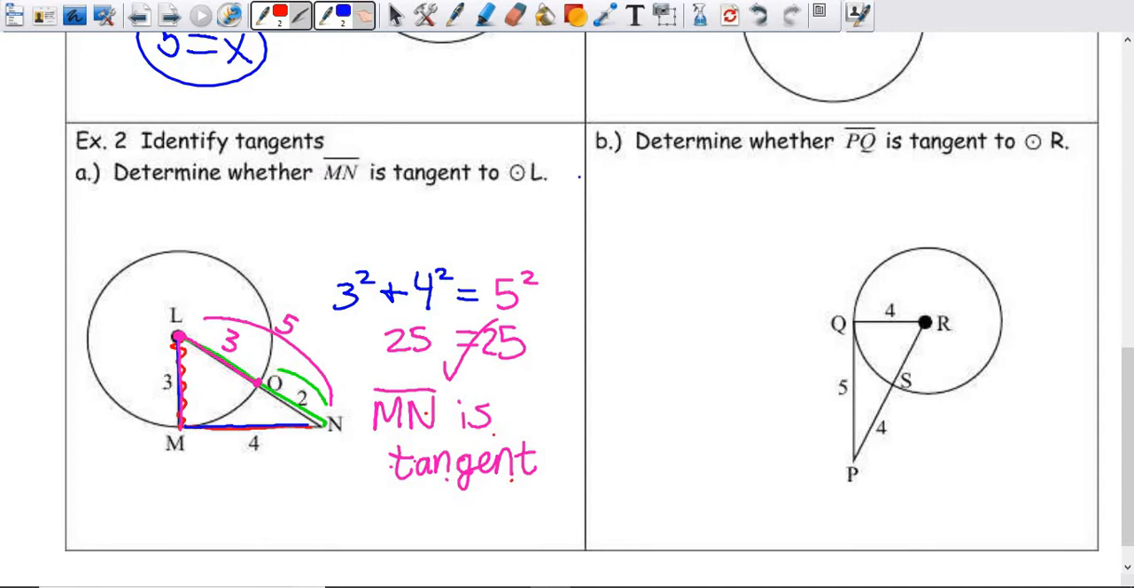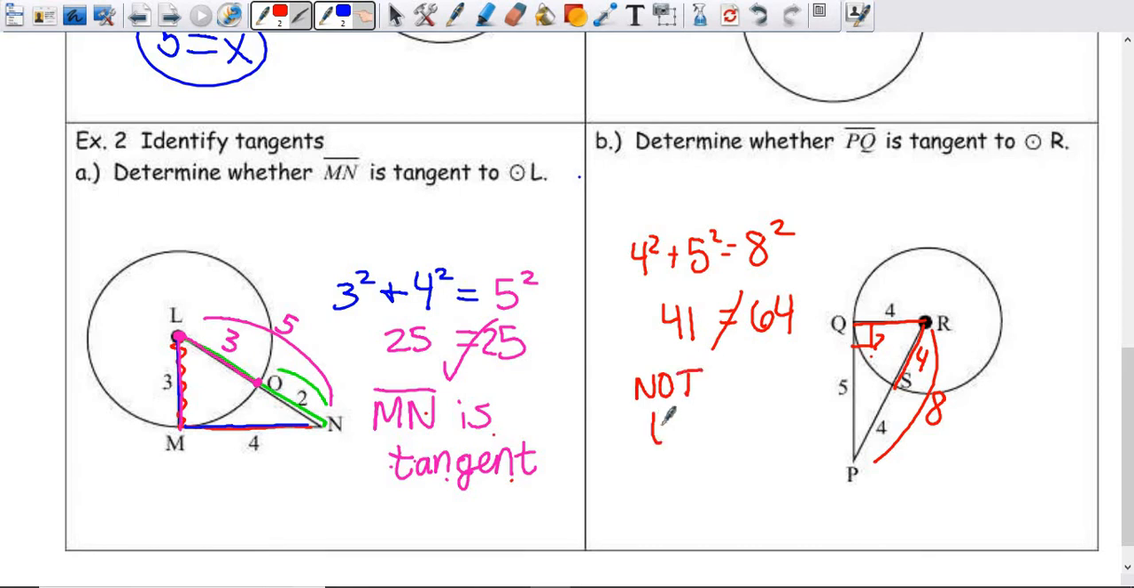There we go. All right, so determine whether PQ is tangent to R, so same kind of problem again. This is a radius, so I know this is 4, so this whole thing is 8. I'm checking to see if my right angle is right here, okay? That's what I'm not sure about. So my legs are 4 and 5, and my hypotenuse is 8. So 4 squared plus 5 squared is 41, but 8 squared is 64, so that is not equal. So not tangent.